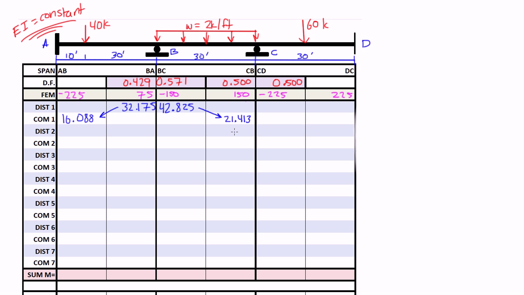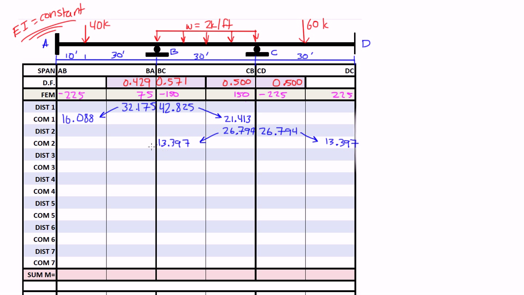So, distribution 2, again, you sum all the moments acting at that joint, multiply by the distribution factor, and then flip the sign. So, 150 plus negative 225 plus 21.413 times 0.5 would give you negative 26.794. And then you have to flip the sign to get a positive 26.794. And on the right side, again, 150 plus negative 225 plus 21.413 times 0.5 times negative 1 would also give me 26.794. And each of these has a carryover moment, so you just divide by 2. This gives you 13.397. And on this side, you should also get 13.397.